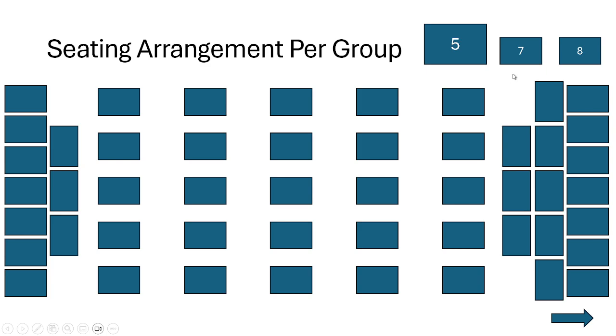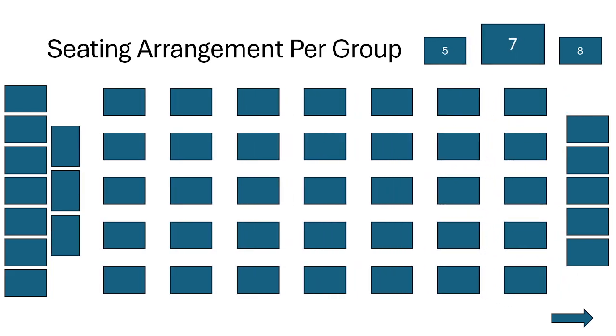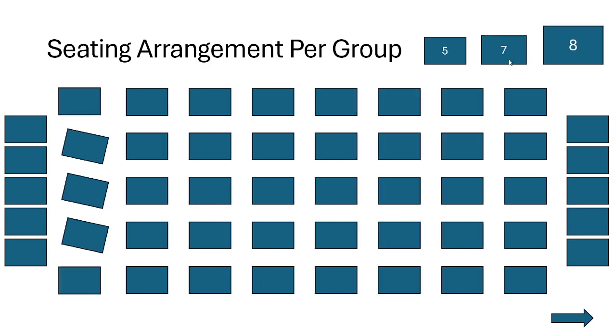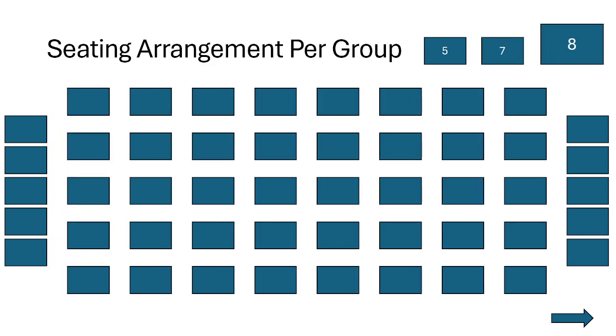For classes that have 7 groups, this will be our arrangement. And for classes that have 8 groups, this will be our arrangement. Let me repeat. This is for 7. I'll give you time to screenshot this. 5, 4, 3, 2, 1, and this is for the 8 groups. 5, 4, 3, 2, 1.